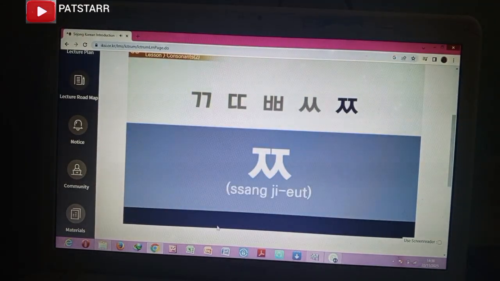Doubling jiet makes sangjiet. Sangjiet is pronounced like jiet, but with more stress on the vocal cords. It also has a higher tone. Listen carefully.